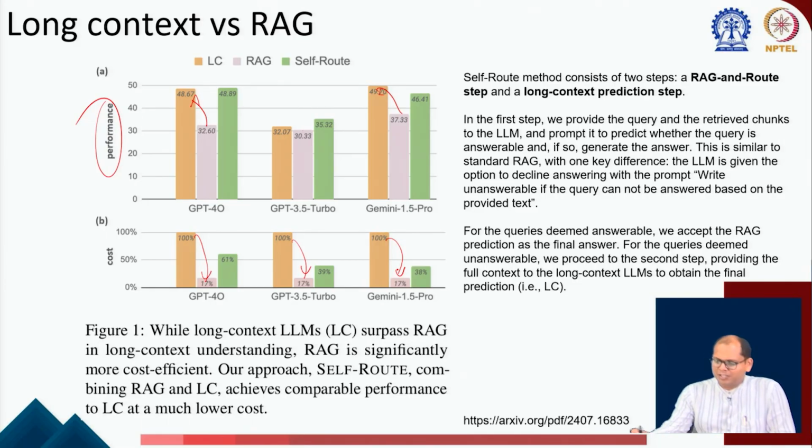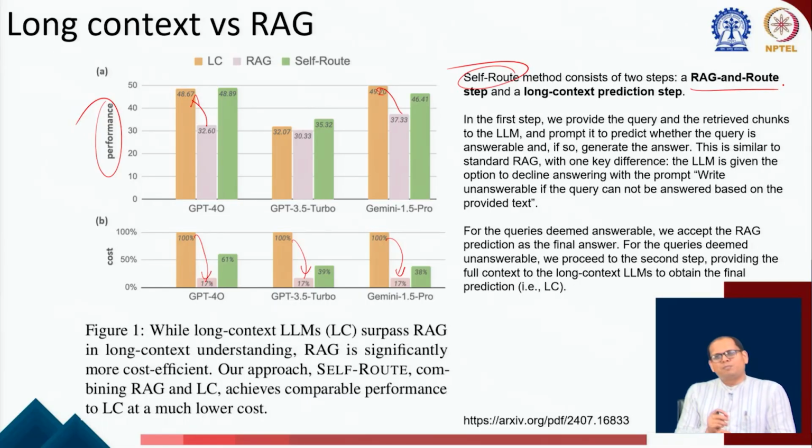They proposed a very simple strategy called Self-Route. So, what is the idea? They said RAG takes much less time than the long context model, but it gives lower performance. So, what can we do? This is a simple strategy, RAG and route. They will do RAG every time. They have a query, they do RAG, but unlike what we normally do in RAG, where we take the results and directly get the answer, they do not go directly to that step.